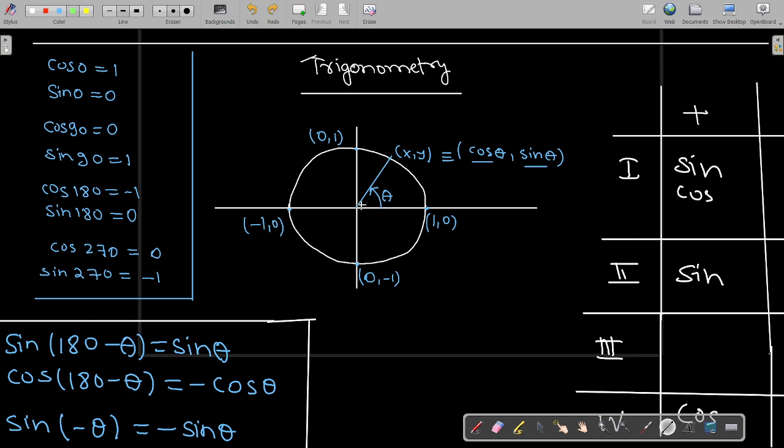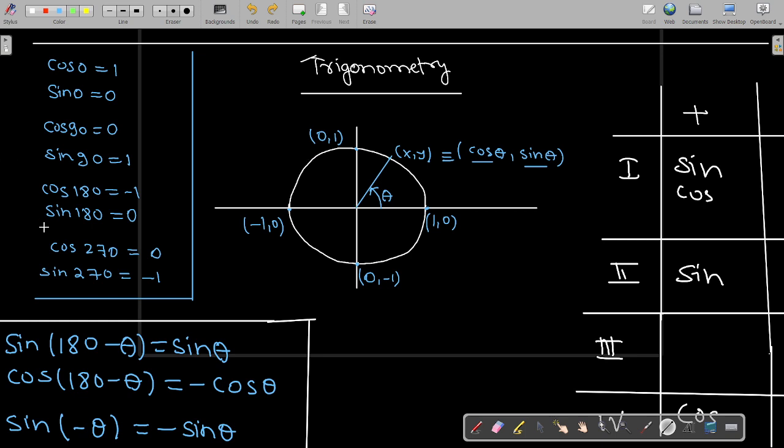So 180 would be like this, and minus theta would be like this. So you are still in the second quadrant. In the second quadrant, sine is positive. That's why it's positive sine theta. And the cos is negative. Why? Because you are in the second quadrant. That's why you added a negative here. We're making different formulas.